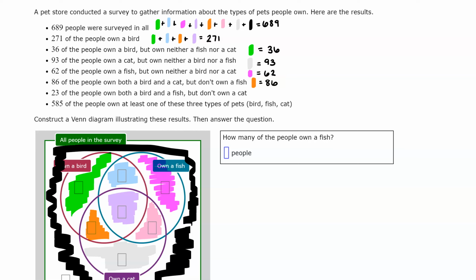23 of the people own both a bird and a fish, but not a cat. So if they own a bird and a fish, they're either in blue or purple, but they don't own a cat, and the people in purple own all 3. So we would just have light blue, and that has to equal 23.